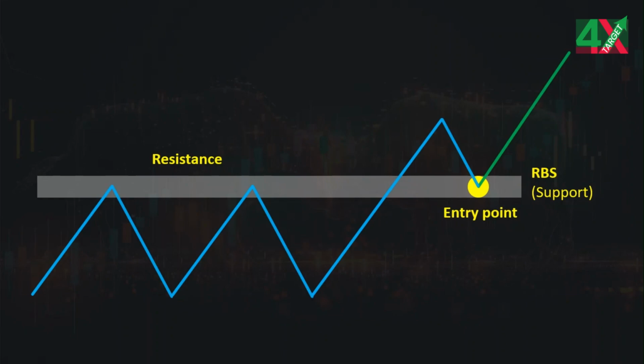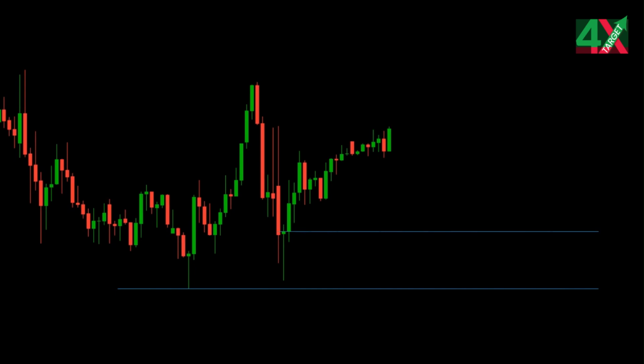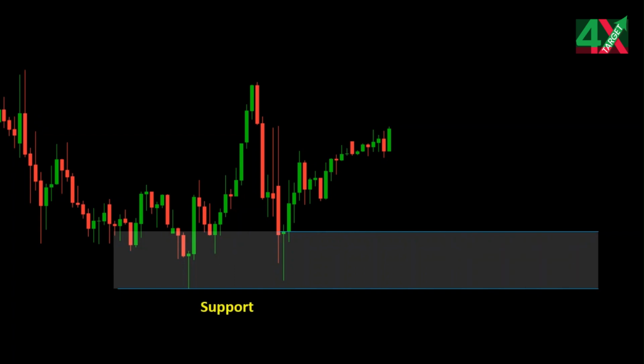Look for areas where price has bounced multiple times. These are your key support zones. You're not looking for an exact price, but a zone where buyers consistently stepped in. The most reliable support zones include both the lowest wick and body closes. Use the lowest wick among all rejections as the bottom boundary, and the body close or wick of the second bounce as the top boundary. This creates your support zone.